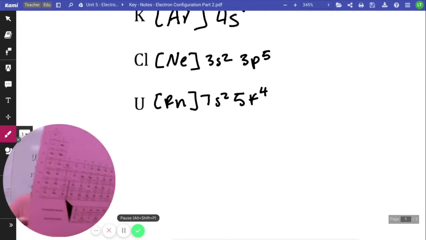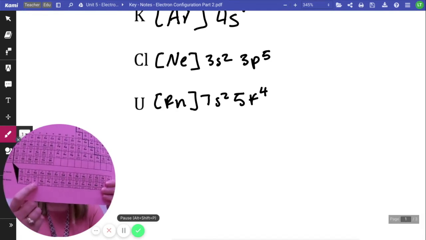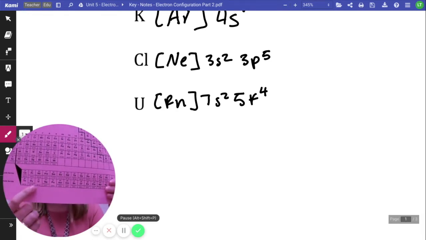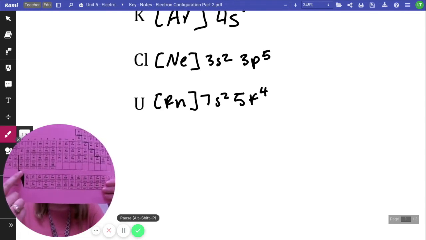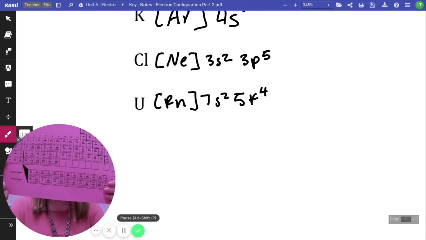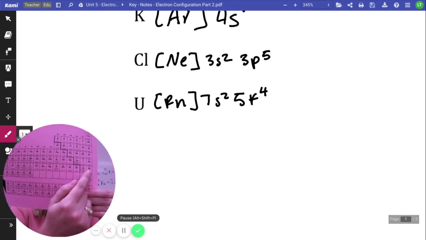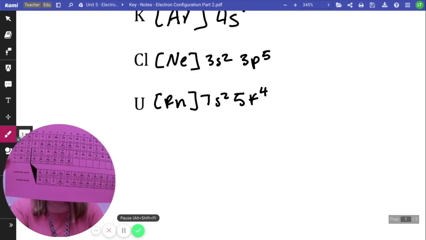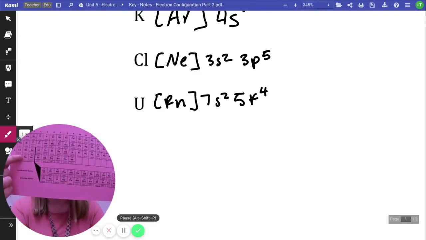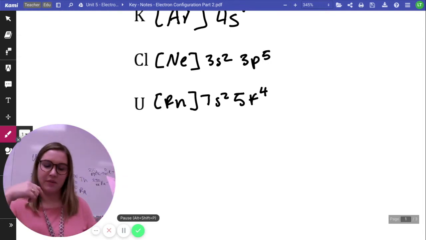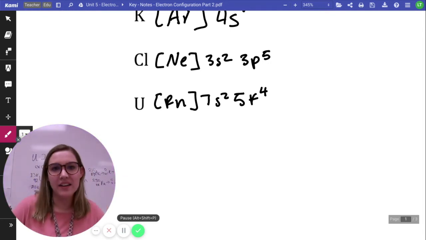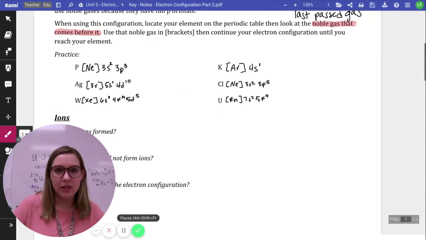And last, but certainly not least, we have uranium. It's in our f sublevel. So don't forget, guys, that that row of the f orbital is inserted right here in our periodic table. So our last passed gas would be radon. So we're going to start here, 7s2, and then 5f1, 2, 3, 4. 5f4. All right, guys, that is noble gas configuration. So it's still the same thing. It's just a little shorter.